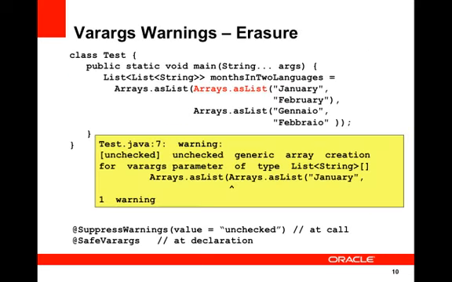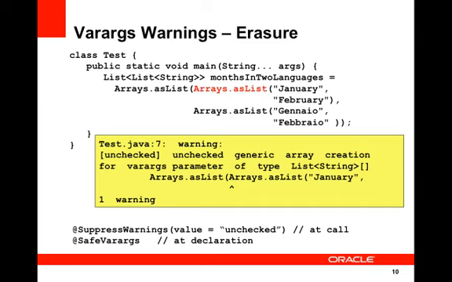Finally, the last one that we have here is the Varargs warnings and erasure. So let's take a look at this code a little closely. We get an unchecked generic array warning, as there's a heavy use of the static method asList from the Arrays class, defined as public static List asList, and it returns a fixed-size list backed by a specified array. Now let's go back to this code here and take a look at it.